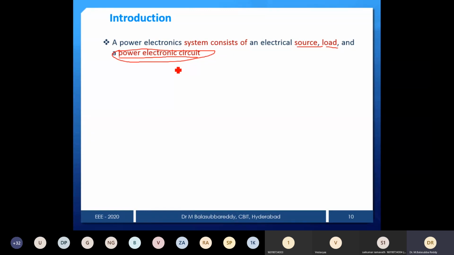So what will this power electronics do? Based on the requirement of the load, the controller will act. Suppose the load is a DC motor and your source is an AC supply, what will power electronics do?